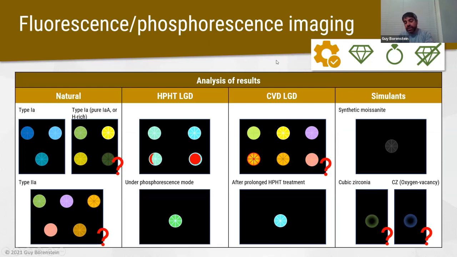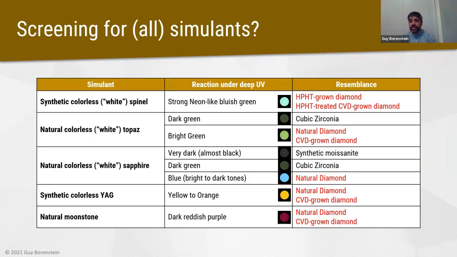Now, here's the tricky thing. All of the manufacturers that are creating these machines say that it works also on diamond simulants. But when they're saying diamond simulants, they mean cubic zirconia and moissanite. They don't really check it for any other type of simulant.